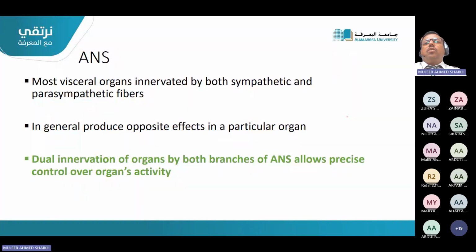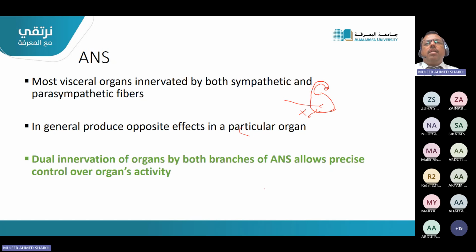So as I told you, these are the two arms of a tent, two ropes of the tent, and they are supplying every organ. Let us say the heart. Heart is receiving both sympathetic as well as parasympathetic fibers. In general, their effects are opposite to each other. One is stimulating, another one is depressing or suppressing.